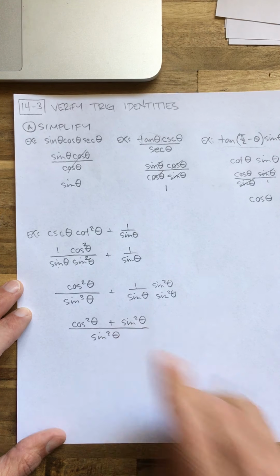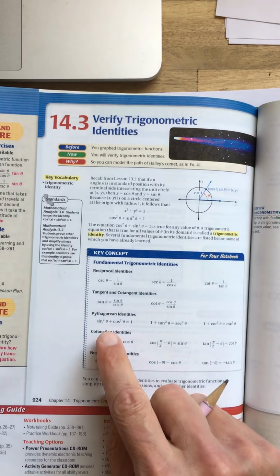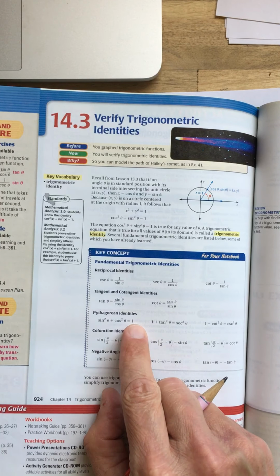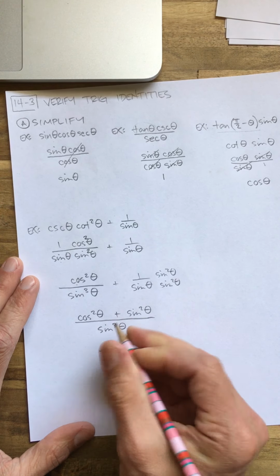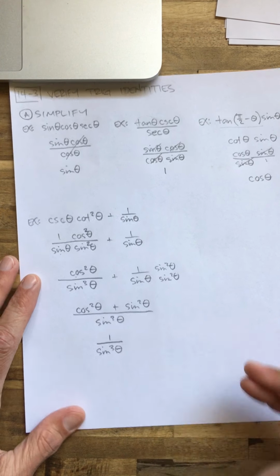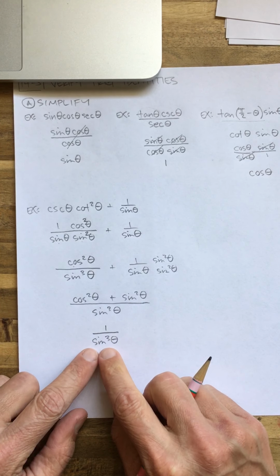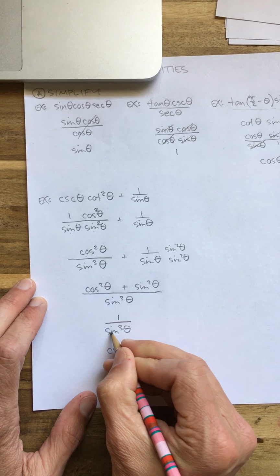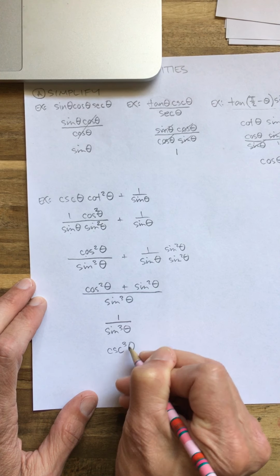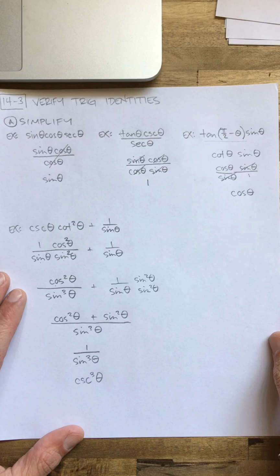Now watch this. Cosine squared plus sine squared. This is a great Pythagorean identity. Cosine squared plus sine squared is 1. So the whole numerator just turns into 1 over sine cubed theta. If I really want to simplify this so I don't have a fraction, flip it. Remember, sine is the reciprocal of the cosecant. Since it's sine cubed, it's going to be cosecant cubed theta. And that's that.